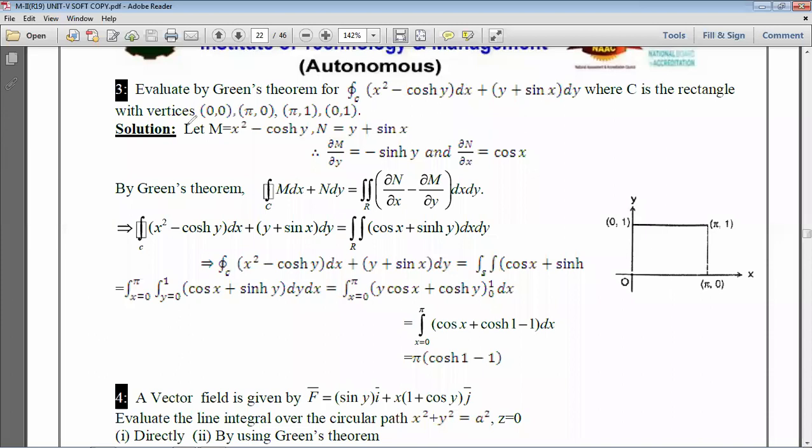Evaluate by Green's theorem, the integral of (x squared minus cosh y) dx plus (y plus sin x) dy, where C is the rectangle with vertices (0, 0), (pi, 0), (pi, 1) and (0, 1). With these vertices, by joining you get a rectangle.